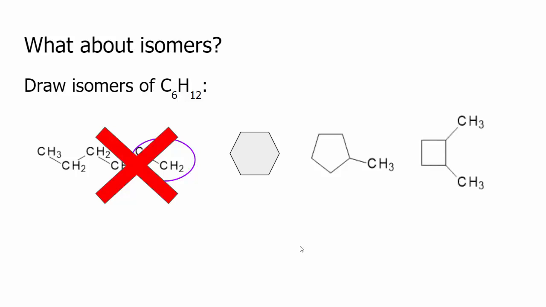With the 1,2-dimethyl cyclobutane, I've got a couple more options. I could have them both on the same carbon. I could have them on 1 and 2. I could have them on 1 and 3.